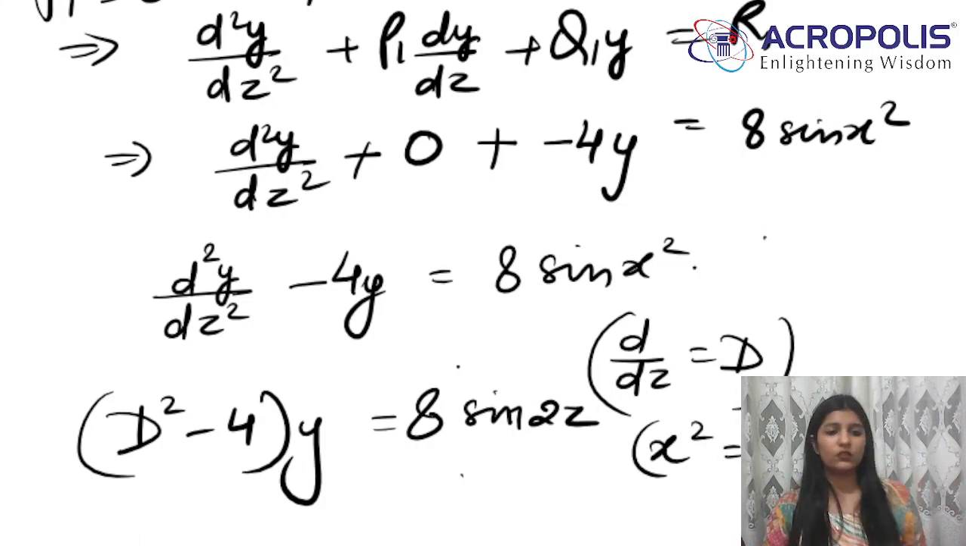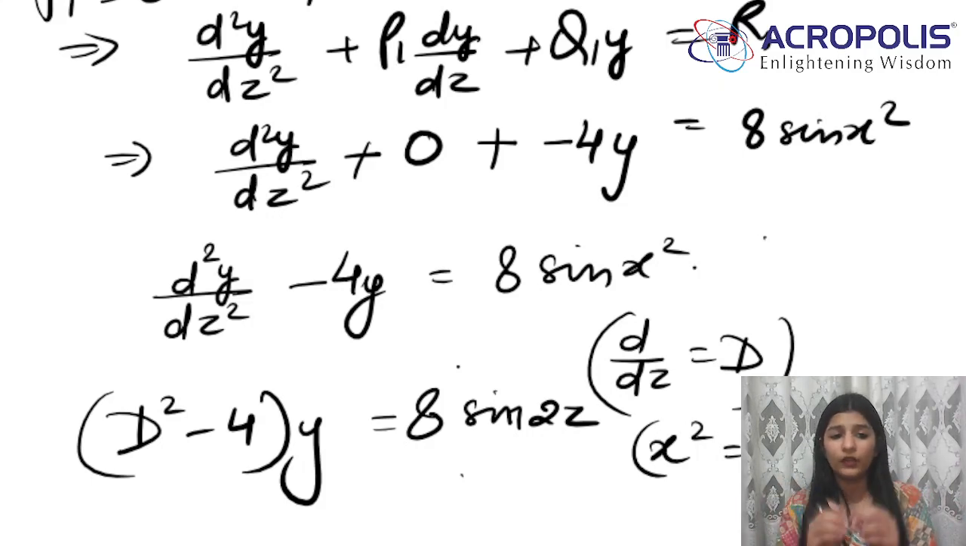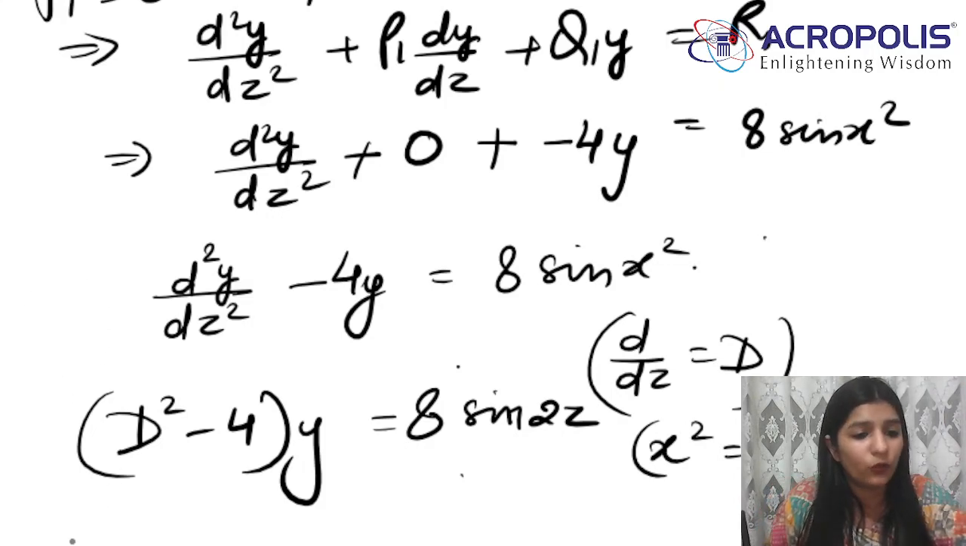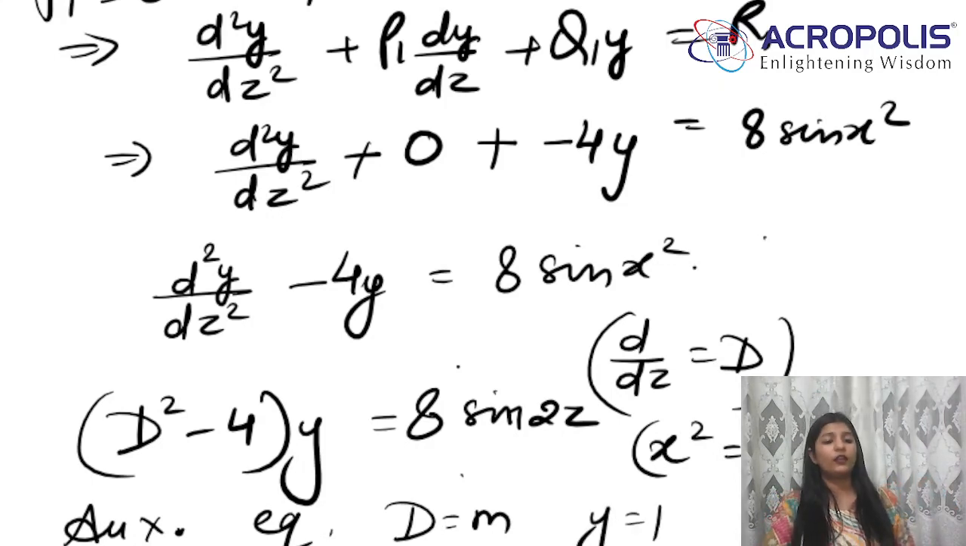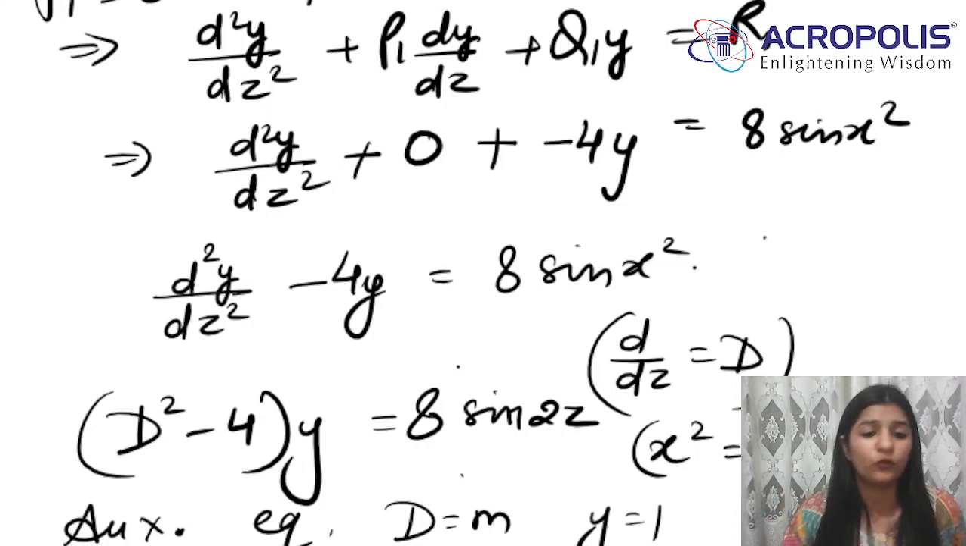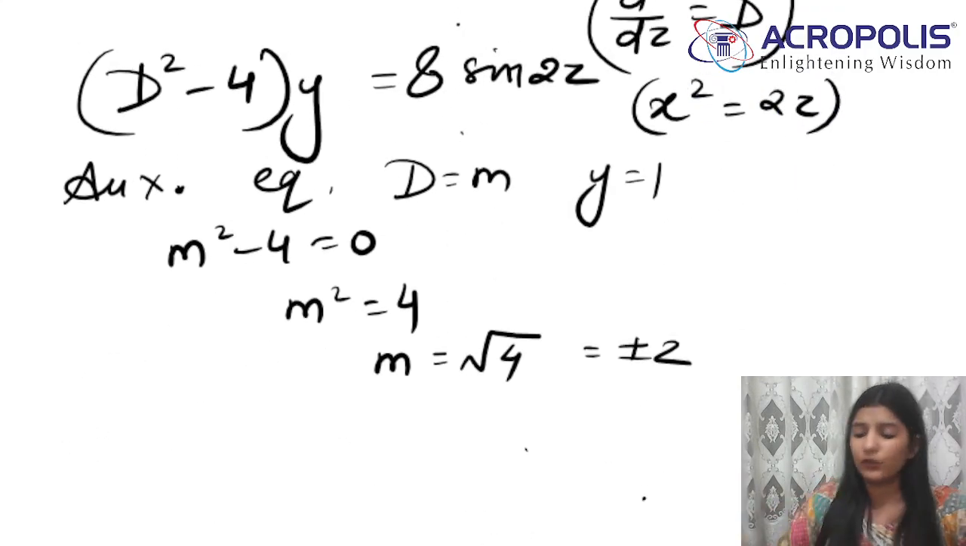Now the equation is a second order equation and you already know very well the concept of CF and PI. So I am using here the concept of CF and PI. First of all, I am taking the auxiliary equation for solving the above equation. Auxiliary equation, as you know, by putting D equal to m and y equal to 1: m square minus 4 equals 0. The value of m square is 4. The value of m will be root 4, and this is plus minus 2.